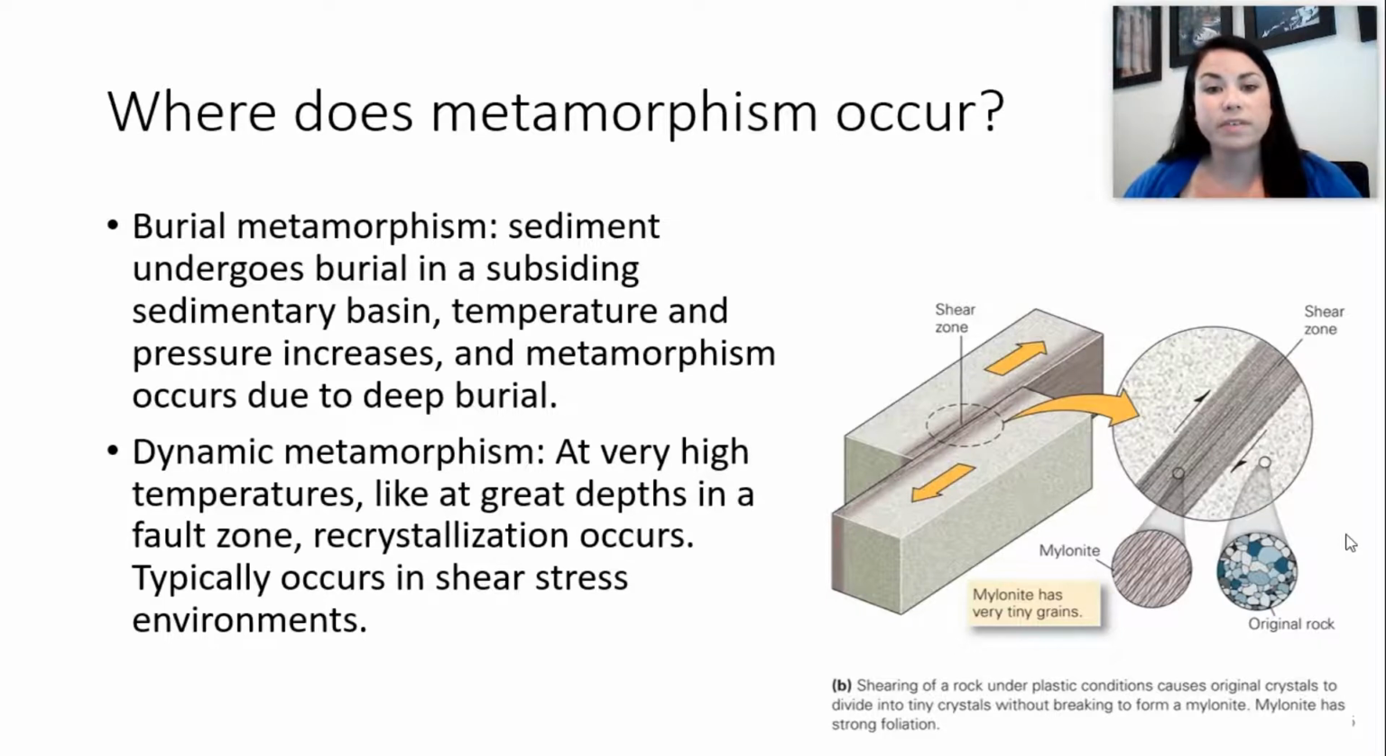Okay, dynamic metamorphism. So at very high temperatures, like at great depths near a fault zone, we have recrystallization that occurs. And these typically occur in shear stress environments. So if we're near a fault and we have this shear zone right in between where we have extreme temperatures, that is where we would see recrystallization.